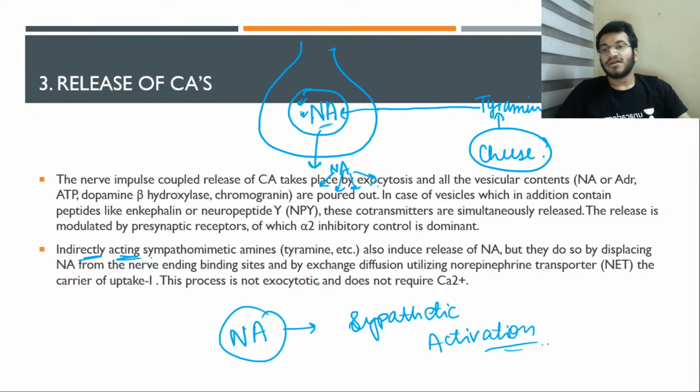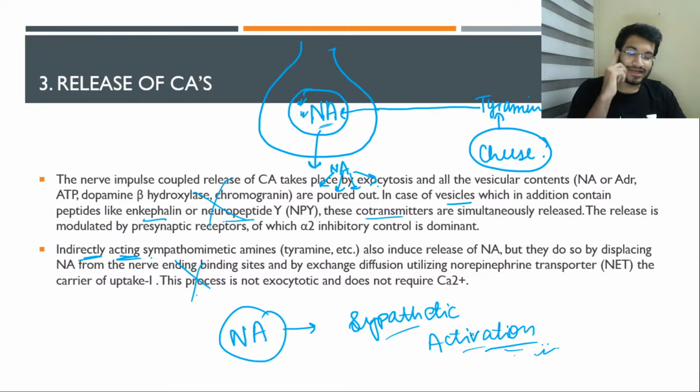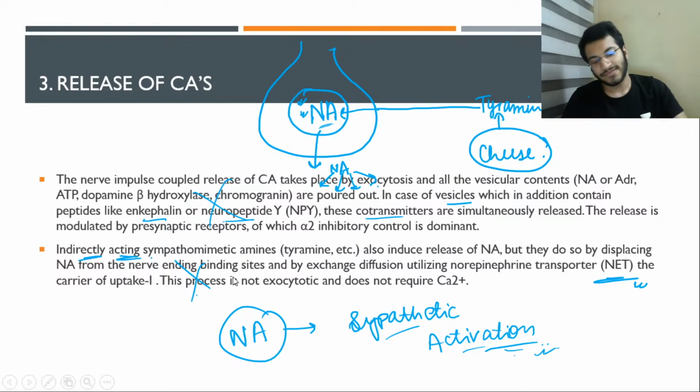Yeah. So in case of vesicles, which in addition contain the peptides like enkephalin, neuropeptide Y, and these we have already done. So Na will come out and cause sympathetic activation. Yeah, it will be increasing the Na, and this is mediated by NET, right? This exchange is mediated by NET.